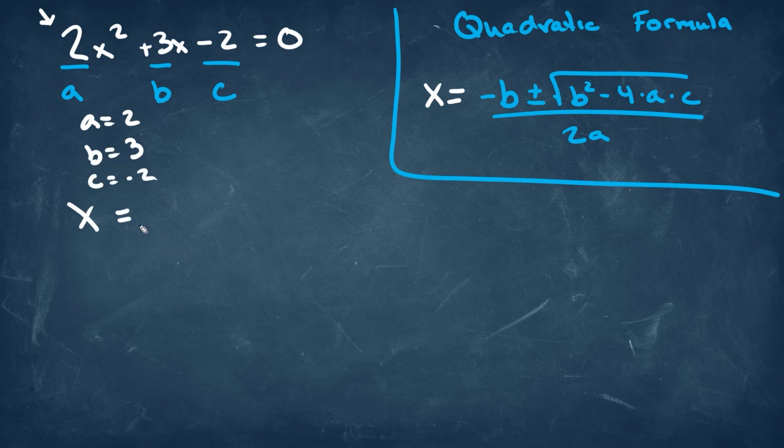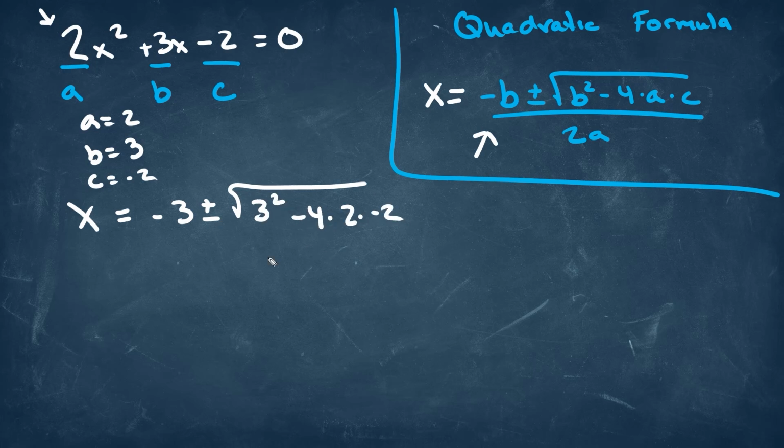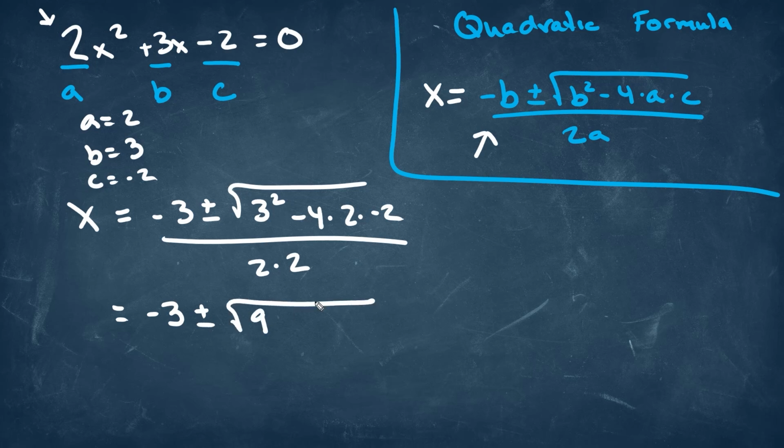So x will be equal, by using this quadratic formula, to negative 3 plus or minus the square root of 3 squared minus 4 times 2 times negative 2, all over 2 times 2. We can simplify this to get minus 3 plus or minus the square root of 9, 3 times 3, minus 4 times 2 times negative 2. We'll change this to a positive 16 all over 4.